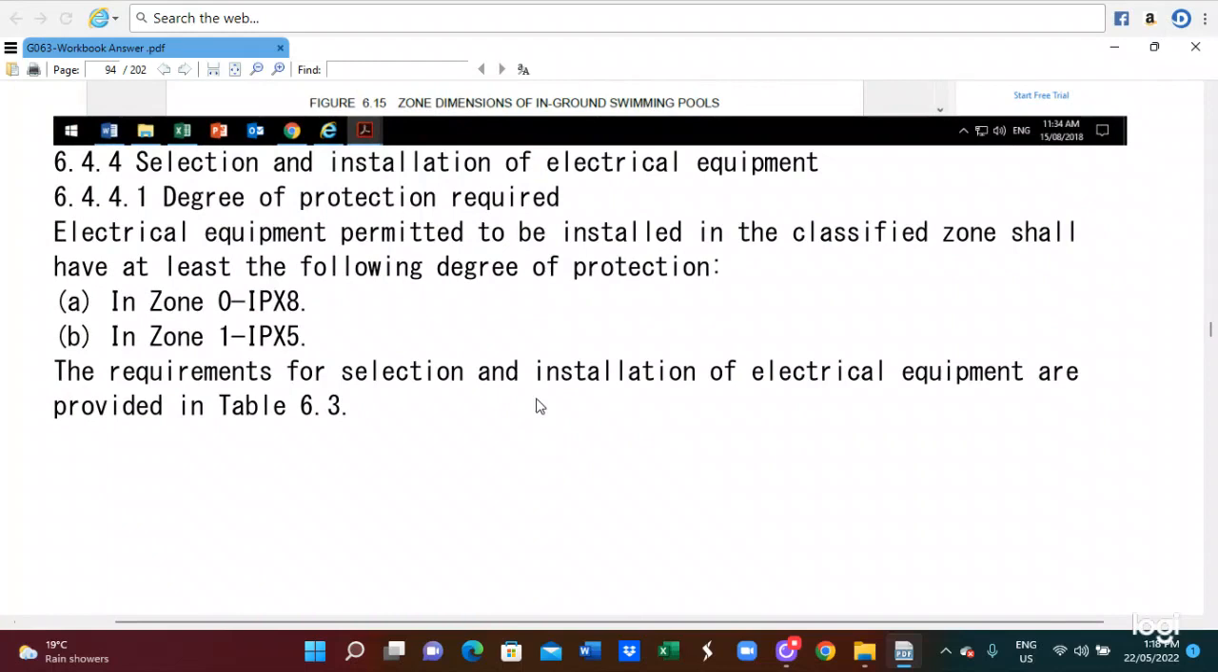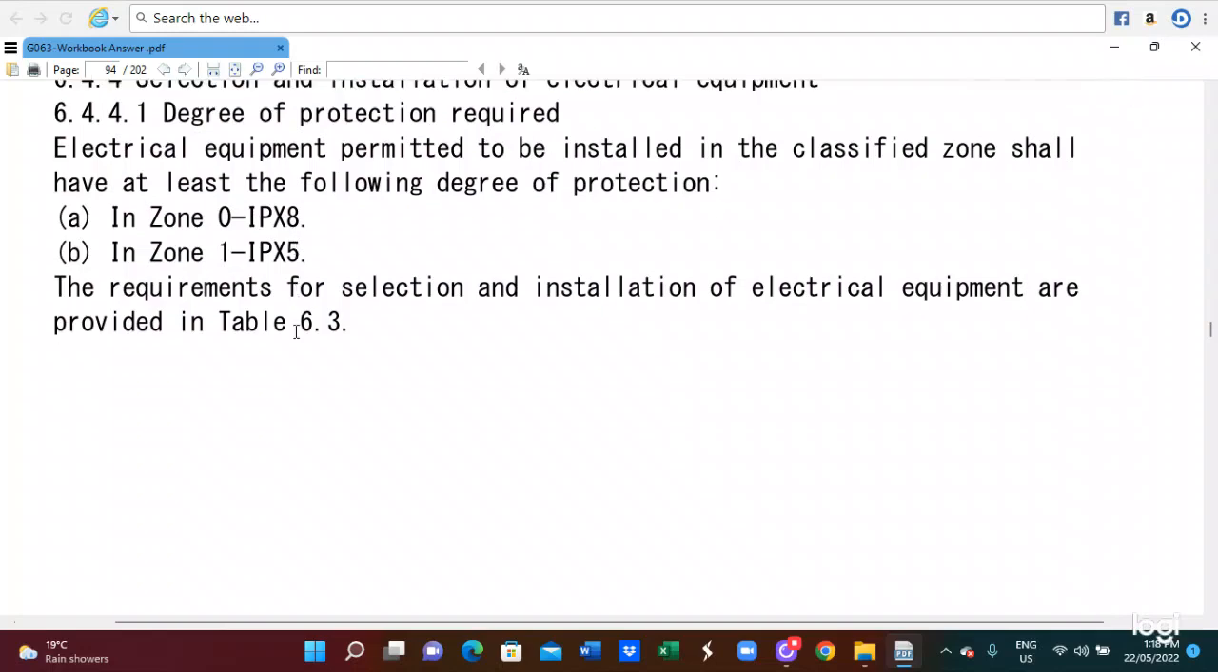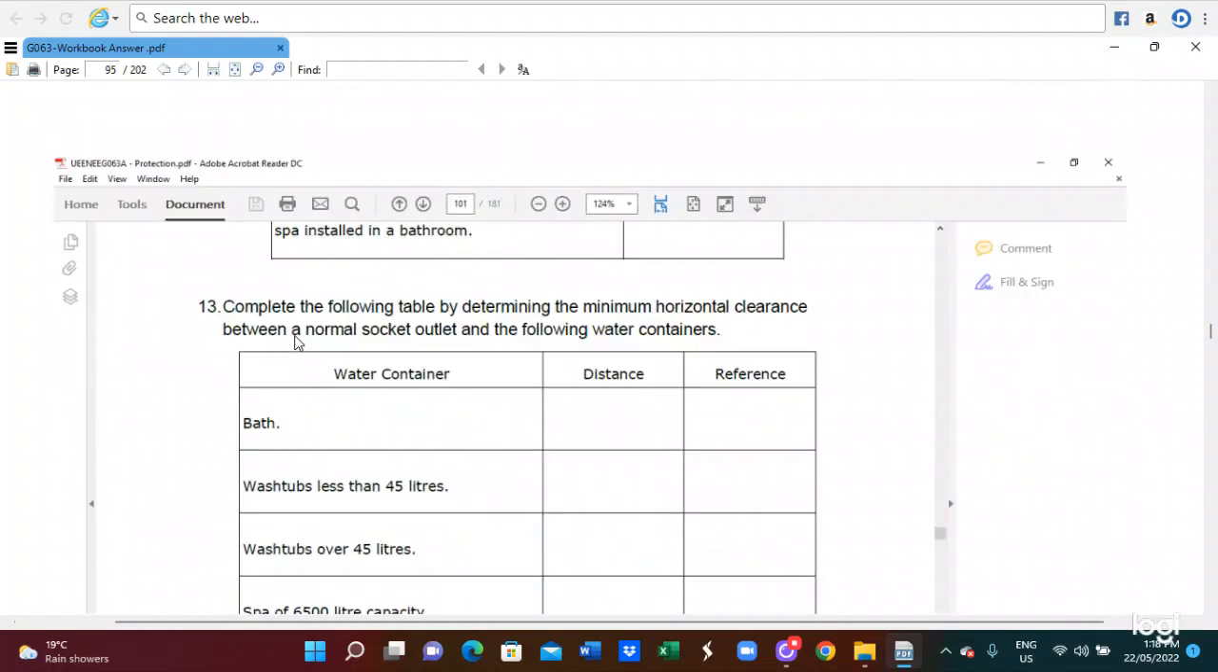Similarly, in the mid-diagram, you also follow clause 6.2.4 on the selection and installation of the electrical equipment. Clause 6.2.4.1 is the degree of protection required. And also the zone 0 kind of IP protection, zone 1 kind of IP protection, you refer to clause 6.3.